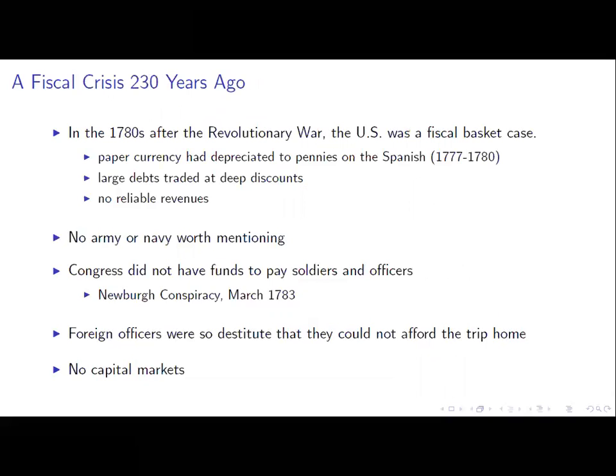So after the 1780s, after the Revolutionary War, the U.S. is in many ways a fiscal basket case. The paper currency has depreciated to pennies on the dollar. The official default was 40 to 1, so it's 2.5 cents for every $1 that was originally promised. Massive default.